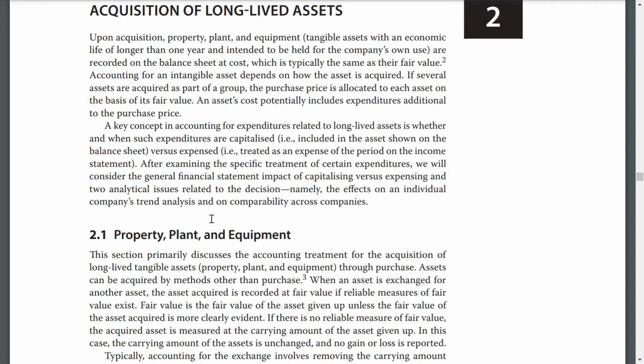A key concept in accounting for expenditures related to long-lived assets is whether and when such expenditures are capitalized versus expensed. After examining the specific treatment of certain expenditures, we will consider the general financial statement impact of capitalizing versus expensing and two analytical issues relating to the decision, namely, the effect on an individual company's trend analysis and the comparability across companies. Property, plant, and equipment.